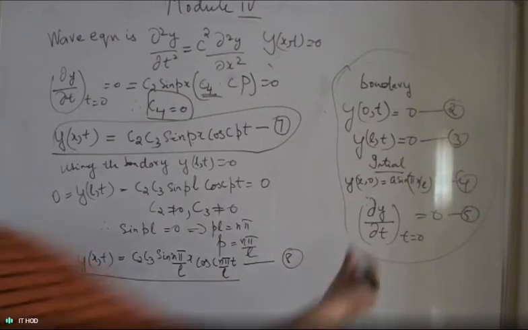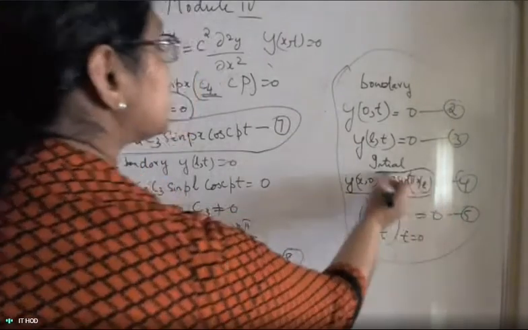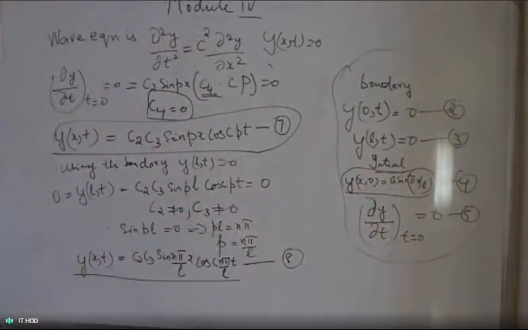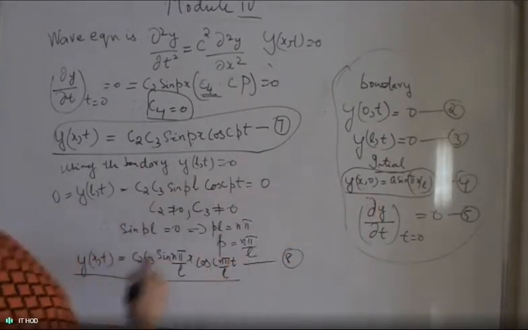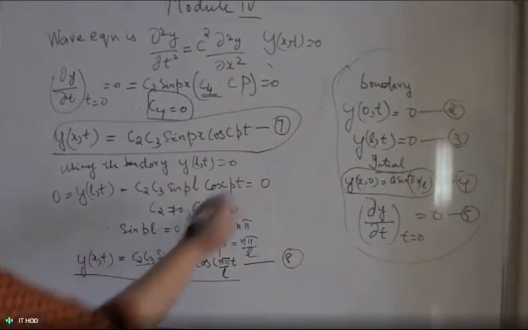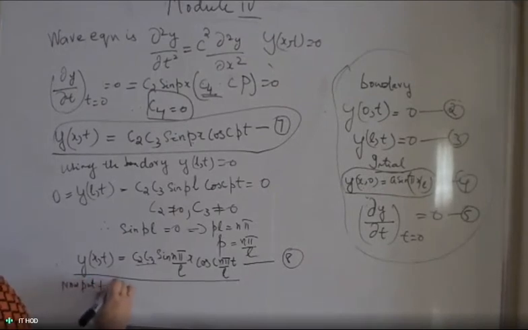You have to use one more. We have one more initial condition, right? That is our y(x,0). So what we are going to do is find out the value of C2 and C3. That is what we are trying to do. From these two, we have to find out the value of C2 and C3. So for that, we have to equate here t equal to 0 in the eighth equation. Now, putting t equal to 0, what happens?